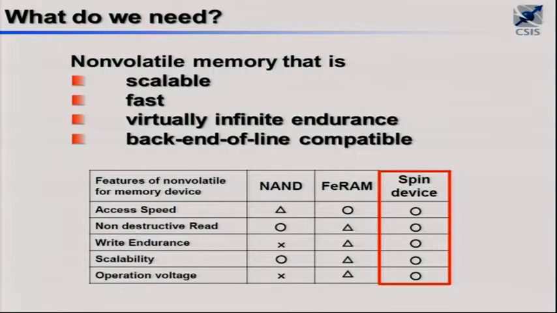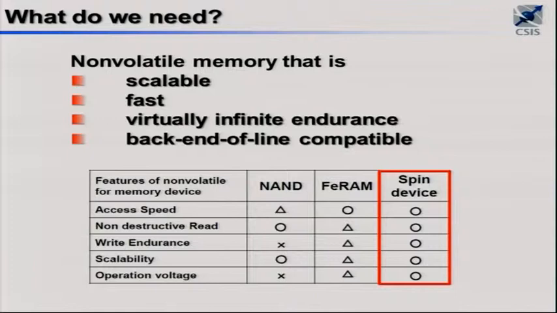Well, I forgot to list many other variations that we learned this morning, but spin device or magnetic tunnel junction can have a reasonably high access speed. It can be read in a non-destructive way. Write endurance is okay. Scalability, we believe it's okay. And operation voltage can also be very low. So it cannot be done by a NAND flash. It cannot be done by FRAM. And we also learned that of the emerging back-end non-volatile memories, at least only this one can give us a virtually infinite endurance, which is needed for logic operations or combining it with logic.